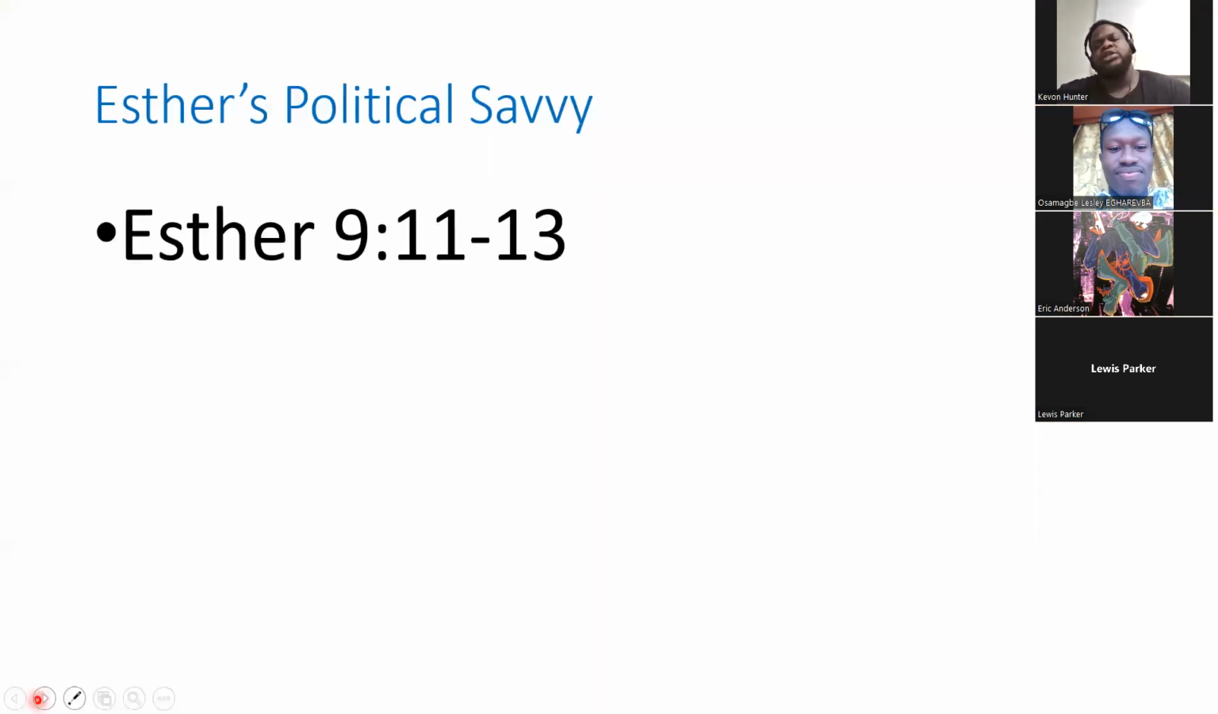Let's go to Esther chapter 9, verse 11 through 13. And it reads here. Oh, actually, this has the number I forgot. The number of those killed in the citadel of Susa was reported to the king that same day. The king said to Queen Esther, "The Jews have killed and destroyed 500 men and the 10 sons of Haman in the citadel of Susa.